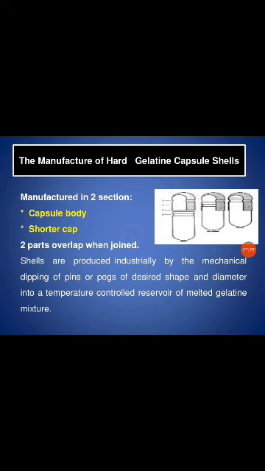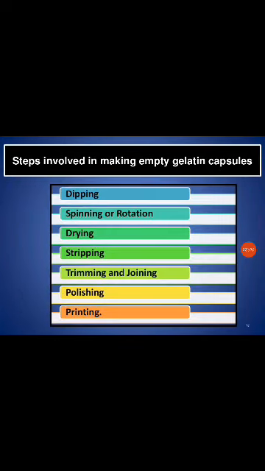After finishing the manufacturing of the empty shell, you have a capsule body and short cap. How it is manufactured is, shells are produced industrially by mechanical dipping of the pins or pegs of the desired size and shape into a temperature-controlled reservoir of melted gelatin mixture. That mixture is previously obtained from the steps discussed earlier.